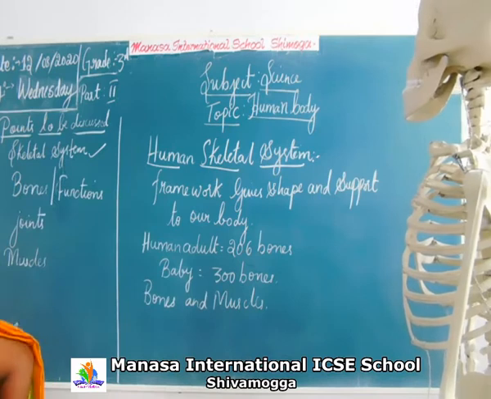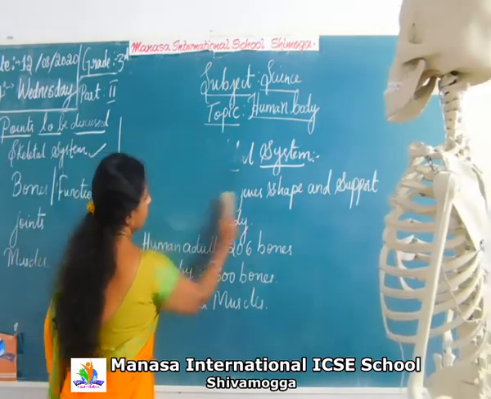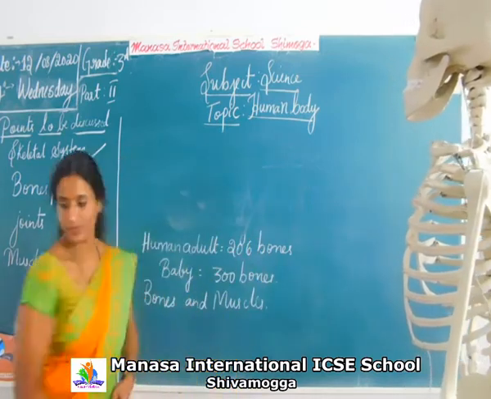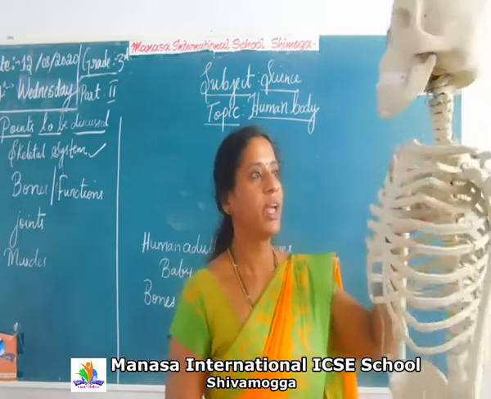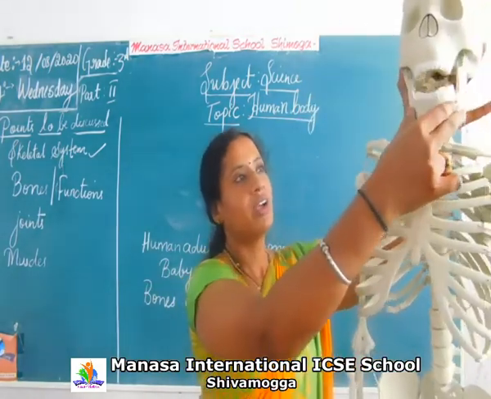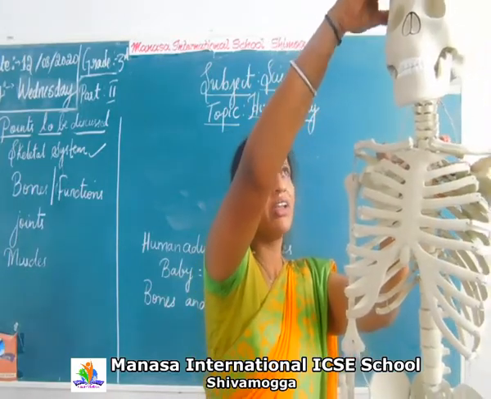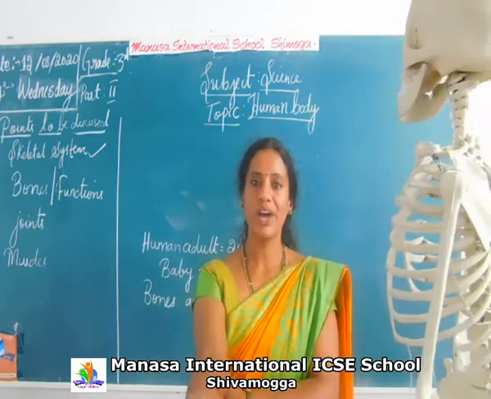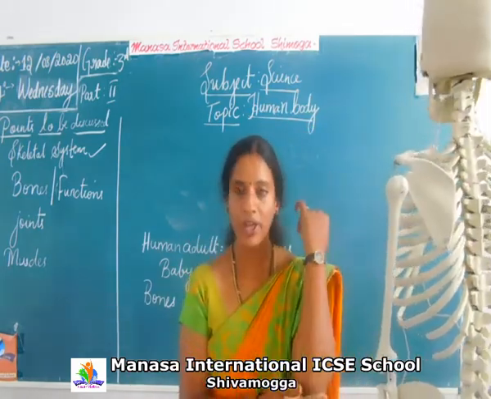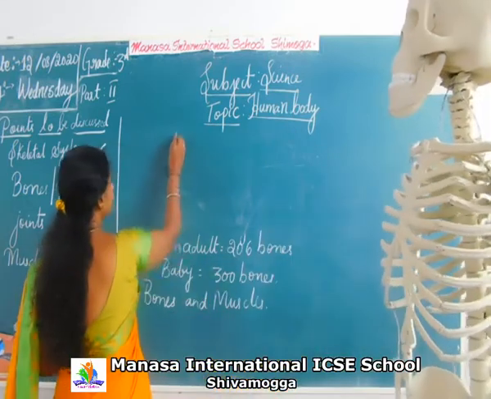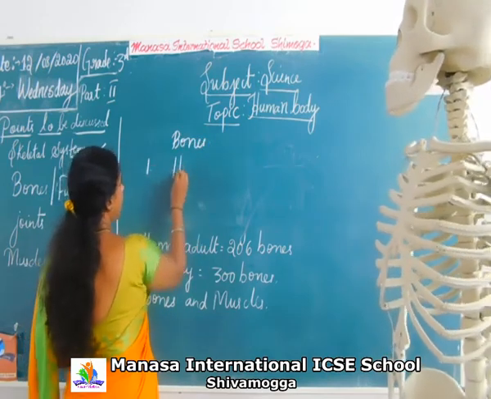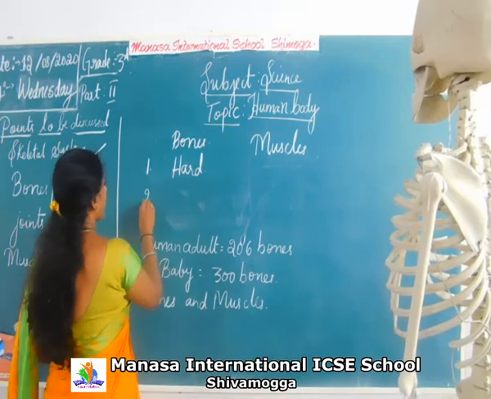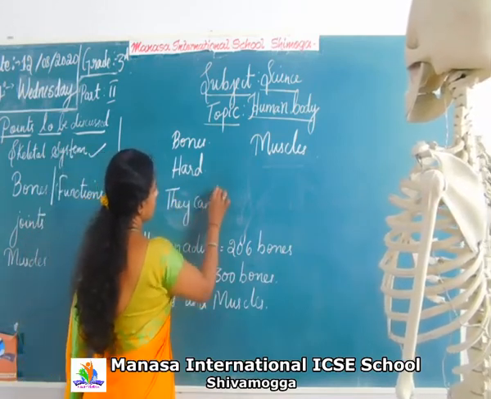What is the difference between bones and muscles? For example, look at this picture, I mean the specimen. This is a bone, right? It's very hard. You can touch the skull, your head. It's very hard, right? And also the bones of your hand, your leg, the elbow. So what we can say is bones are hard. They can't bend.